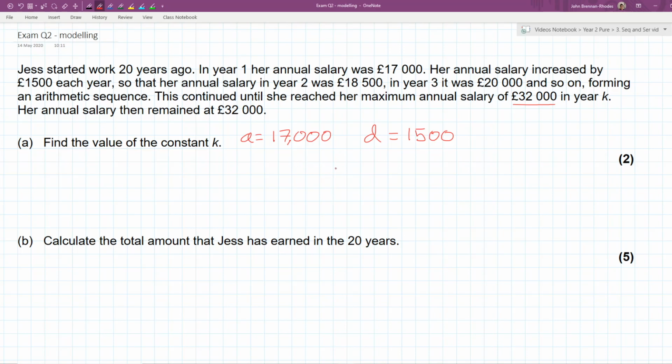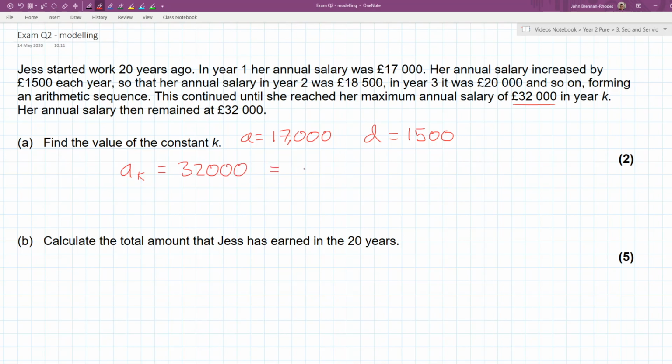Now, the important thing to note here is that she will be in total earning each amount and adding it together. But this is not talking about adding it together. This is not talking about something I can see that's coming in question B. This is talking about what is her actual salary. So we are interested in when is her salary 32,000, and that is going to be the kth term. That is going to be 32,000.